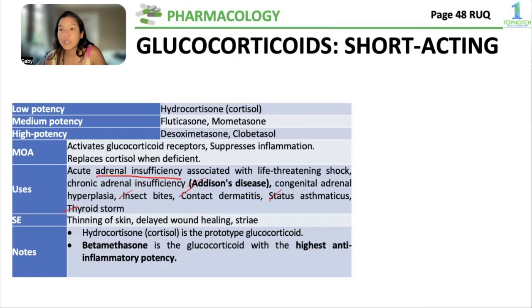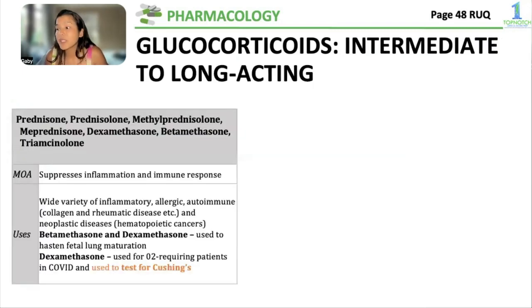And we give it in thyroid storm because remember, it also decreases the conversion of T4 into the much more active T3. Next, we have your intermediate to long-acting glucocorticoids. They have the same mechanism of action as your short-acting glucocorticoids. I just wanted to point out a few special ones, particularly your betamethasone and dexamethasone.